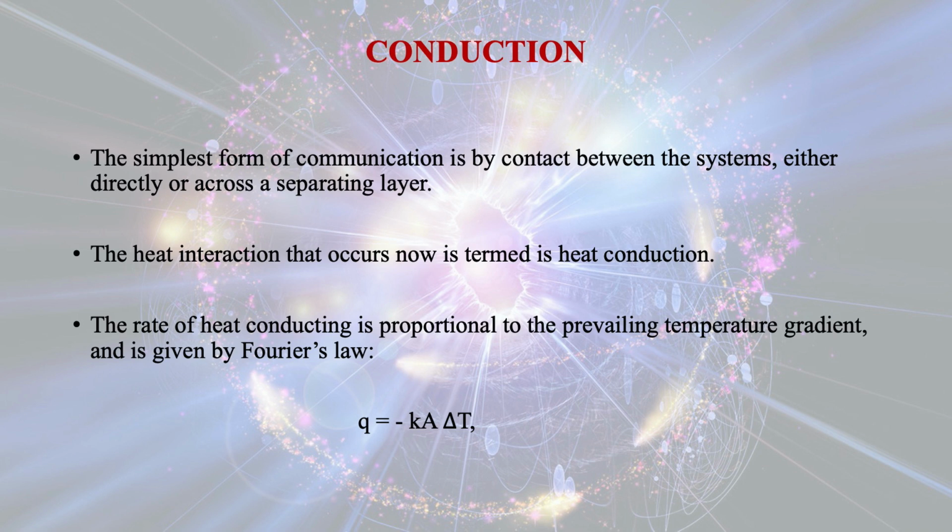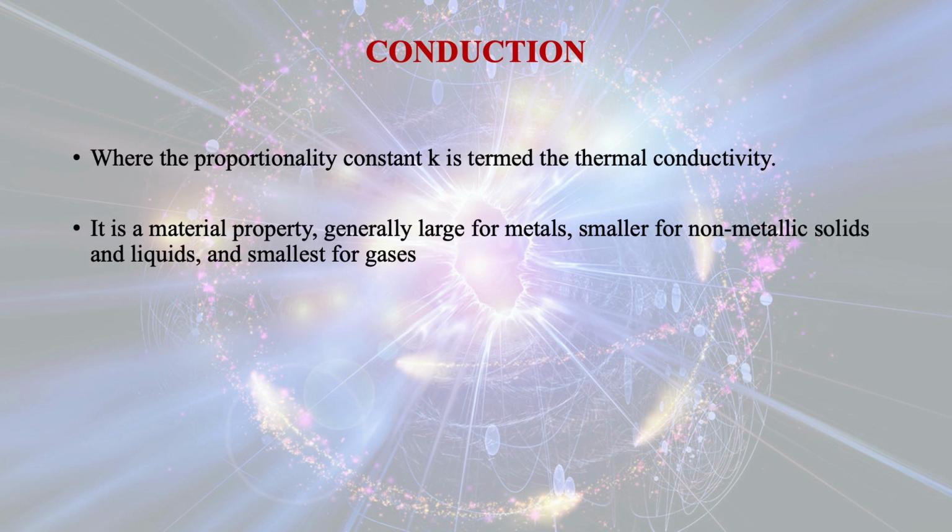Because delta T is always negative, because if the heat transfer takes place from a hot body to the cold body, then definitely the initial temperature is more than the final temperature, so delta T will always be negative. That's why the negative sign is introduced over here, so that the heat transfer will be a positive value. Now the proportionality constant K is termed the thermal conductivity. It is a material property, generally large for metals, smaller for non-metallic solids and liquids, and smallest for gases.